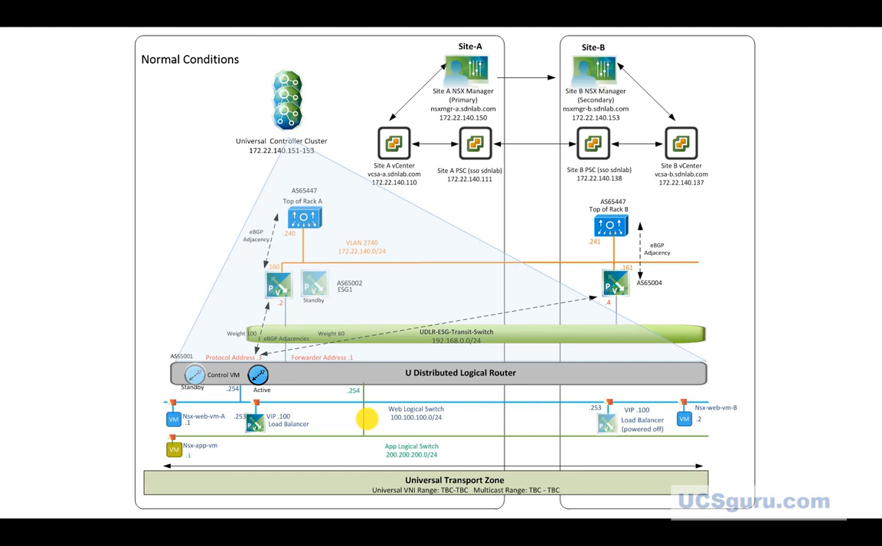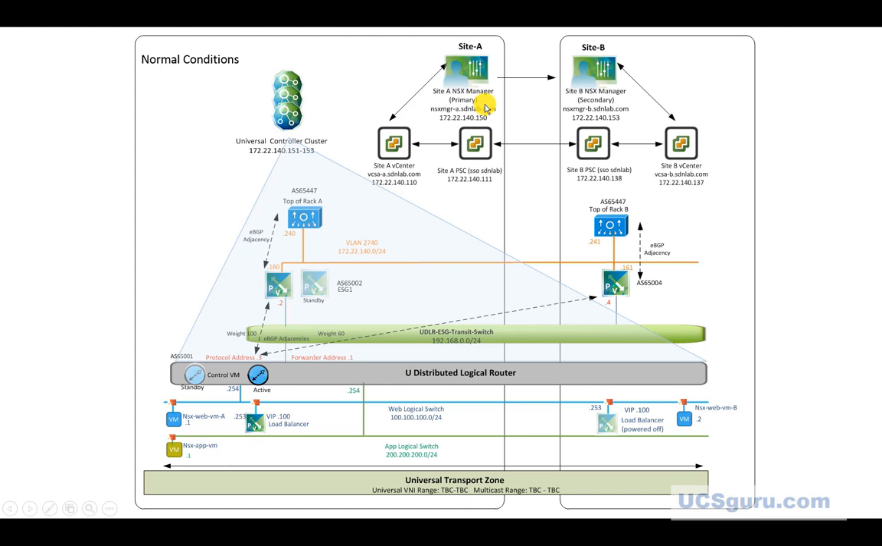So again, just to look at this on a diagram to cover the steps we're going to go through. Under normal conditions, this is how our network looks. We have our two sites, our NSX Manager in Site A, NSX Manager in Site B, our Universal Control Cluster, so we've got three VMs, and our UDLR Control VM, and then obviously our load balancer.